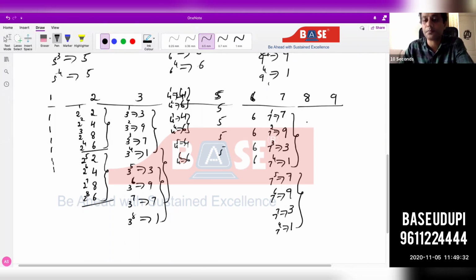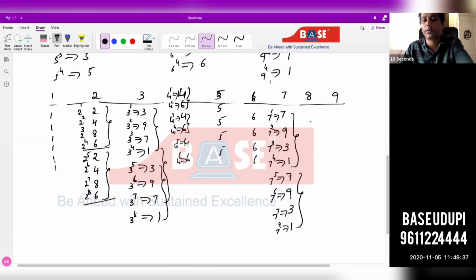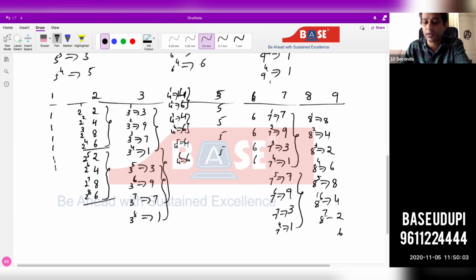So let's take 8. Okay, if I take 8, 8 power 1 is 8. 8 into 8, 64. 4 8s are 32. 2 8s are 16. 8, 4, 2, 6. Any numbers repeating? No. All right. Again multiply. 8, 4, 2, 6. Now it is repeating, isn't it? You can see same digits are repeating. 8, 4, 2, 6. 8, 4, 2, 6.